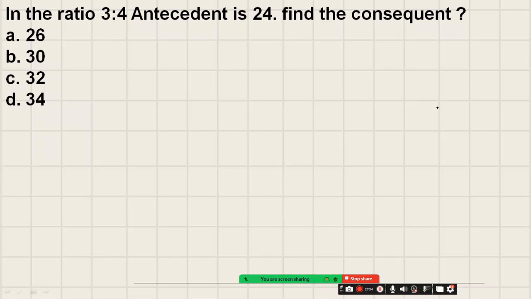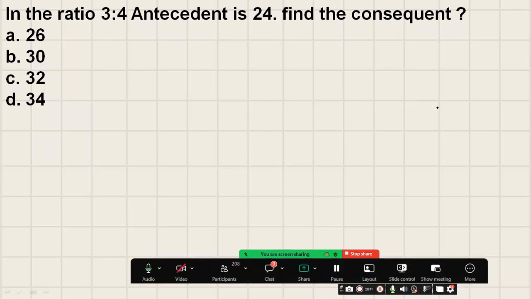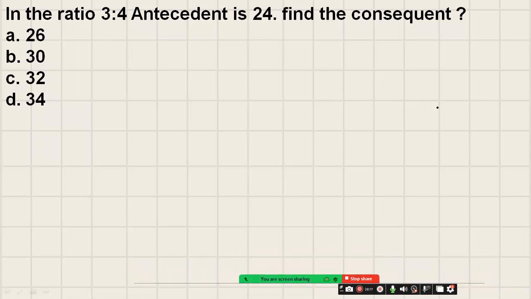In the ratio 3:4, antecedent is 24. Find the consequent. In the ratio, antecedent is 24. Find the consequent. 32. 32. Very good, Andy.